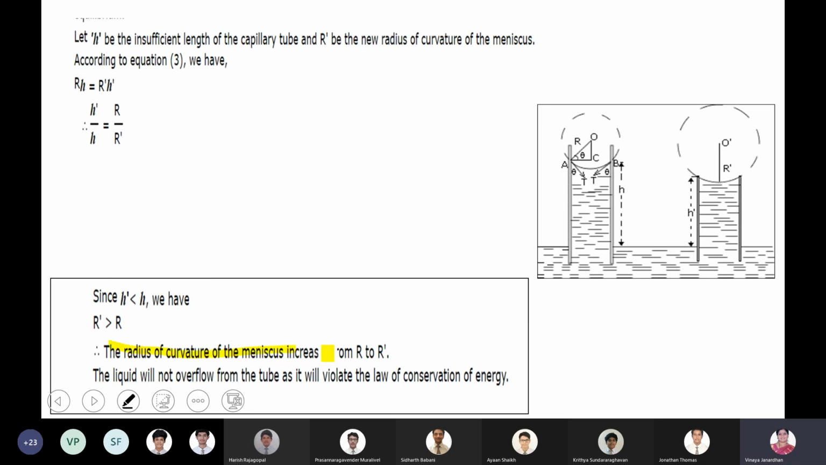The radius of curvature of the meniscus increases, and the liquid will not overflow. So since H is greater than H dash, R dash is greater than R.